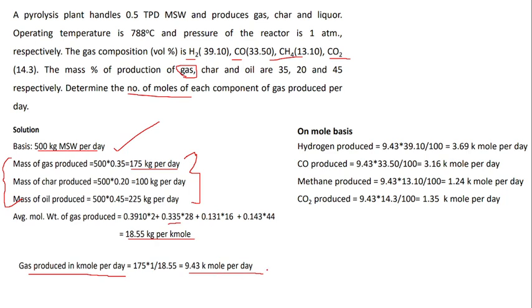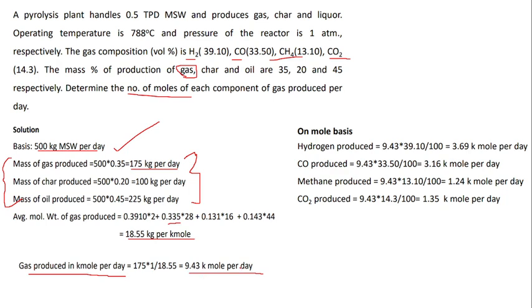So in a day together, you are converting this gas from kg to moles. Okay, that is what happened. To convert it to mole, divide the weight by molecular weight. Now you know the weight of the gas produced. Now you also know the molecular weight of all the gases together. Okay, so divide the weight by molecular weight. You'll obtain 9.43 kilomole per day.